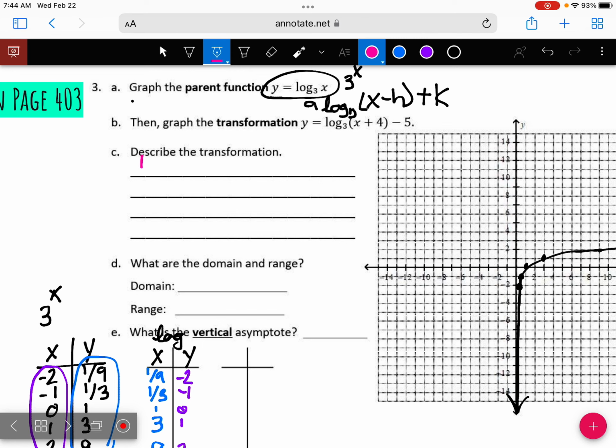What is our h value? -4, which means which direction is it moving? Left 4. How about our k value? It is -5. What happens there? Down 5.